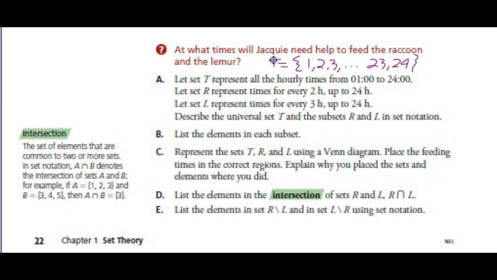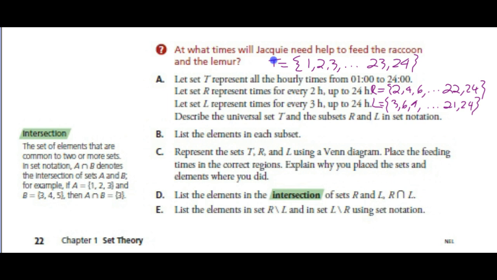Let R represent the times for every 2 hours up to 24. So R is equal to 2, 4, 6, and so on, and then 22, 24. And L represents every 3 hours. So 3, 6, 9, and 21, 24.